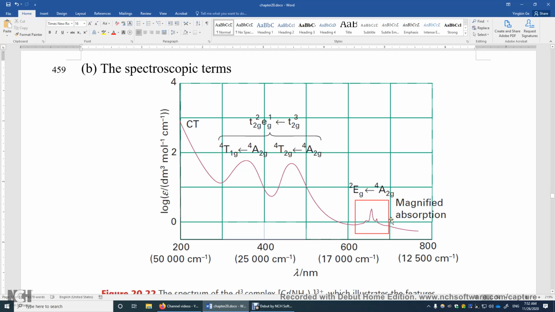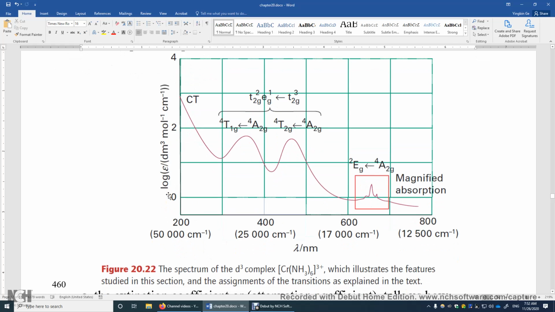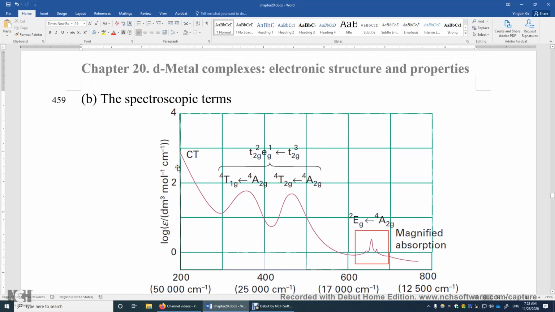Now I want you to look at this little peak here and this very large peak here. This is actually a very little peak. This is magnified already. And also, if you look at the vertical axis, it's the logarithm of the extinction coefficient. All right, so over here, why is this so small? And what does this mean? 2Eg. So you can see the spin multiplicity changes from 4 to 2.